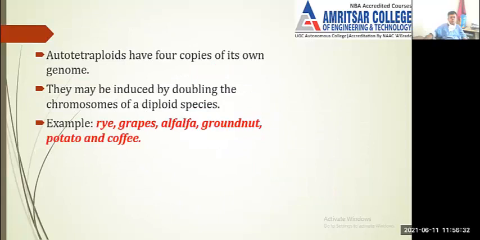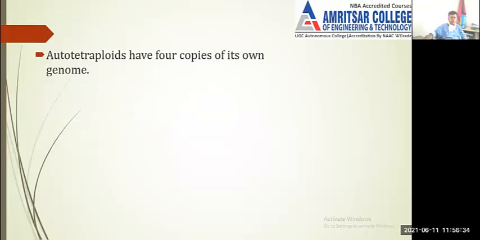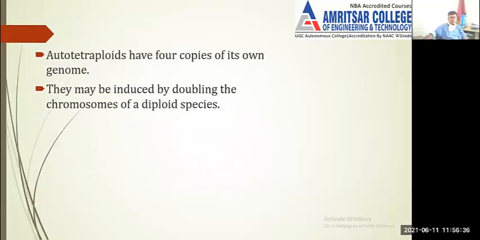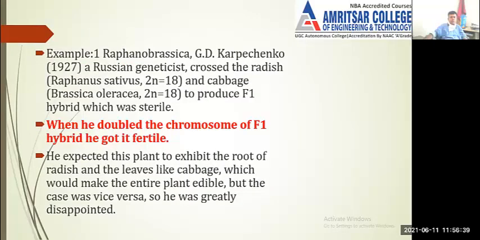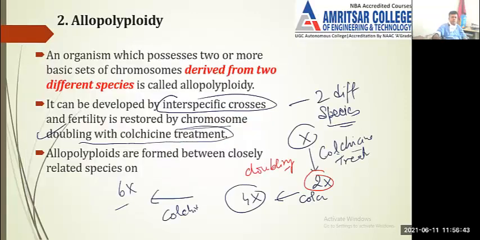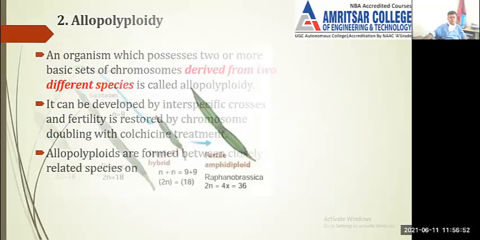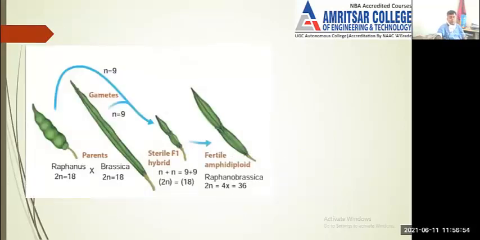Allopolyploid. Autotetraploid. Now there are two species. The definition written here is wrong. We have different species, so it is interspecies. Now you can see the example. There is a Brassica with 2n equal to 18, and this is the Raphanus, also 2n equal to 18.